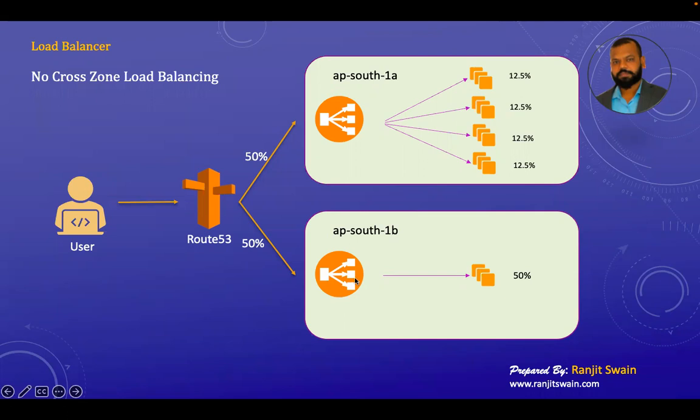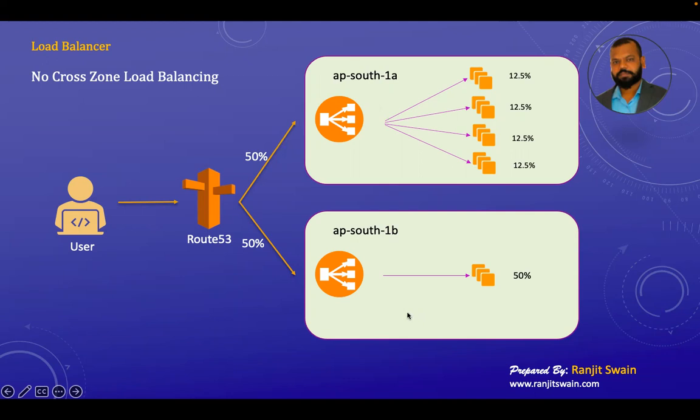And in this other zone we have only one server. So what will happen here? We have 4 servers, only 50% of requests go to this zone, and that 50% gets divided into 4. So all servers are getting 12.5% load each. So it is working very fine.